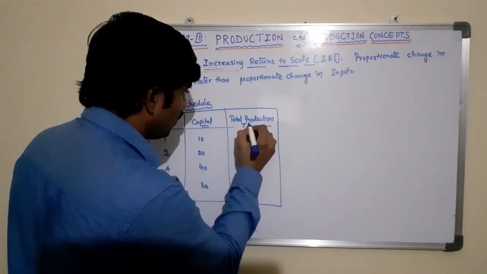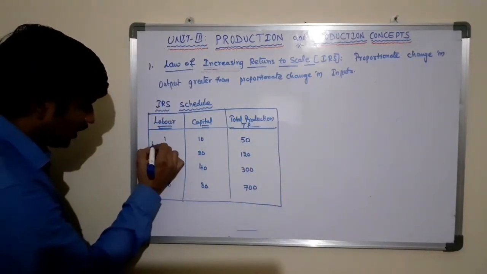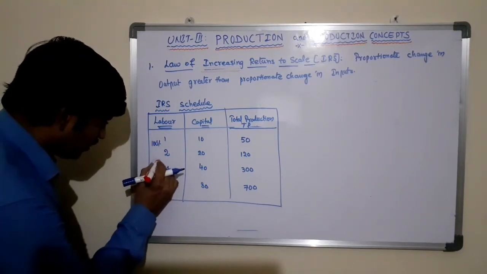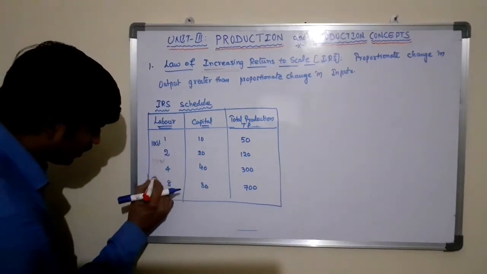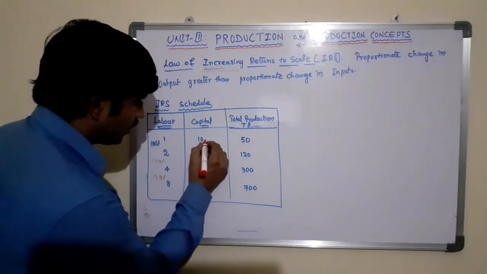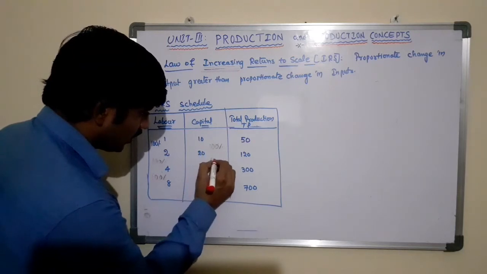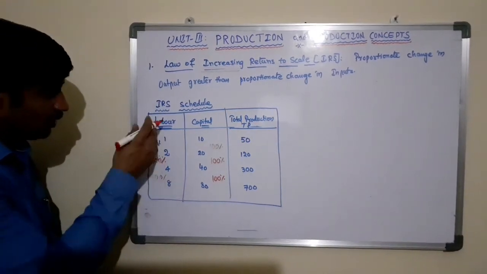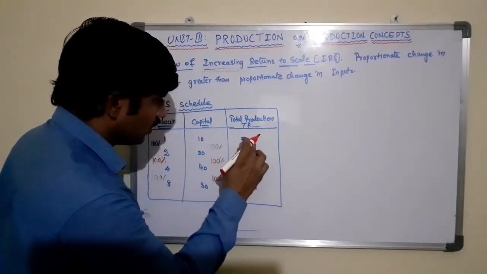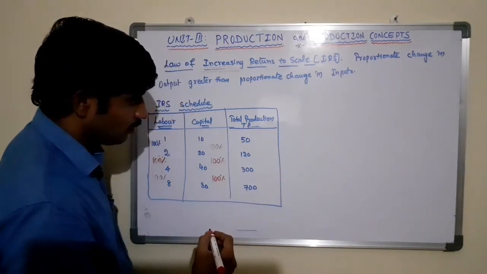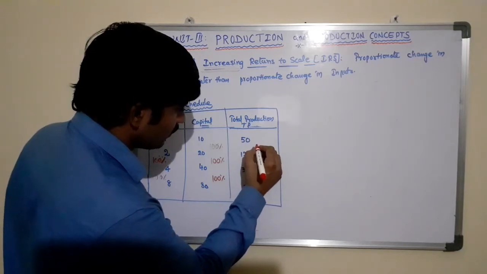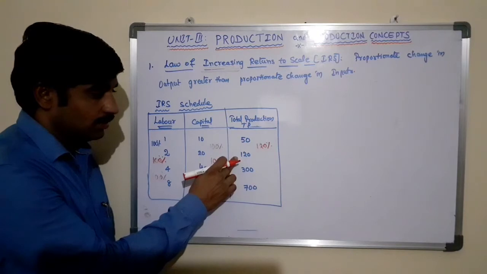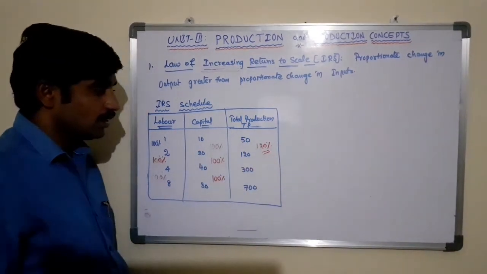If you observe this schedule, 1 to 2 is a 100% increase in the labor, 2 to 4, 4 to 8, here also increased 100%. Similarly, capital 10 to 20, 100% increased, 20 to 40, 100% increased, 40 to 80, 100% increased. It means in every case there is a 100% increase in both the capital and the labor, where the production is increased from 50 to 120, which is more than 100%. That is 120% increased in production.